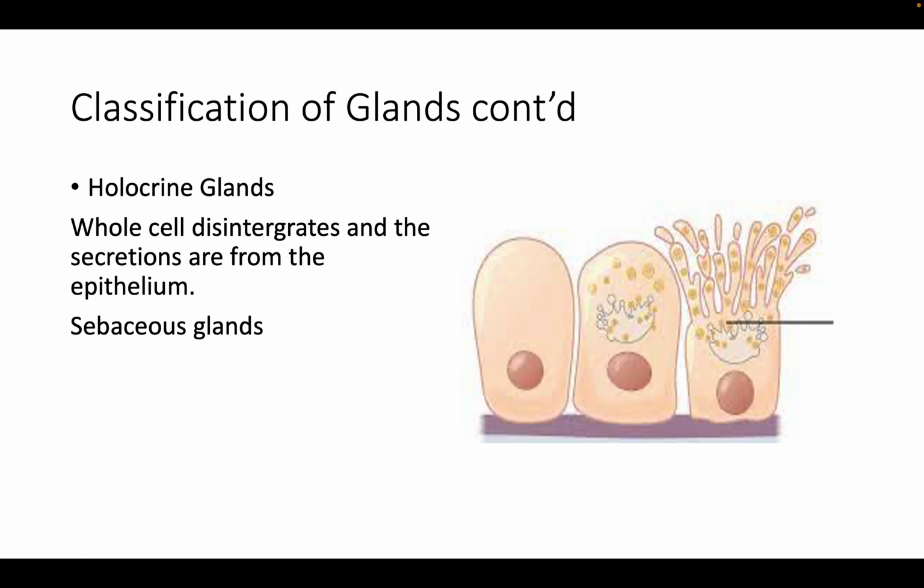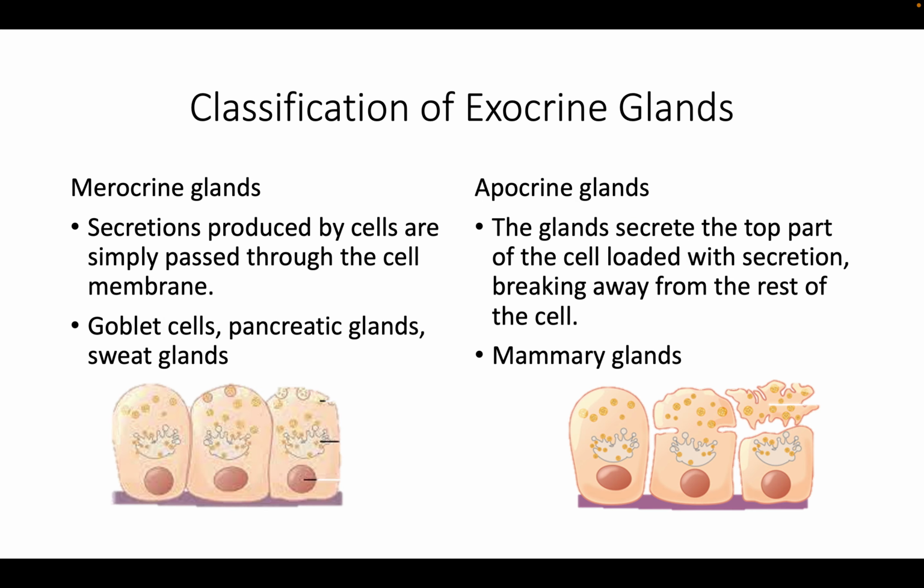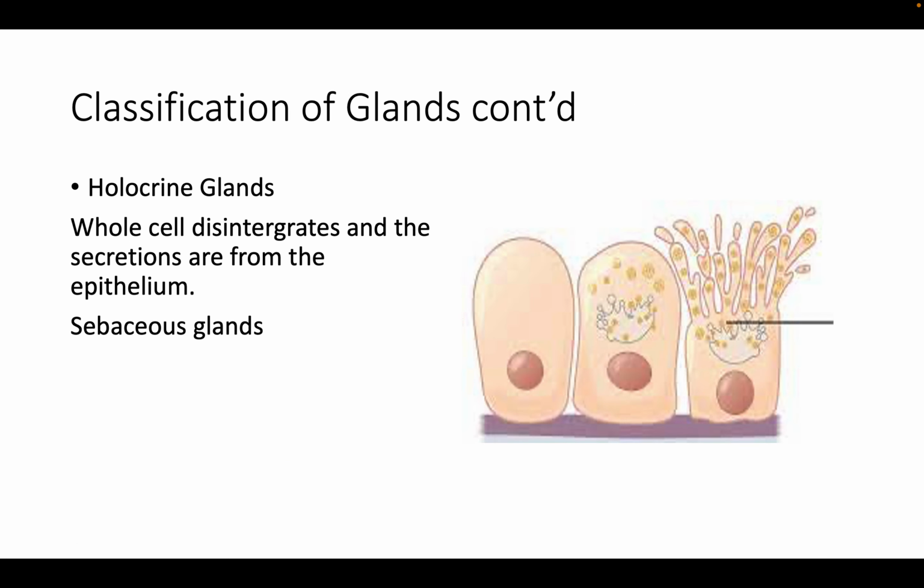And then we have holocrine glands. In holocrine glands, the whole secretory cell disintegrates and the secretions are from the epithelium. A good example are the sebaceous glands of the mammalian skin. Here, an epithelium containing the goblet cells is called a mucous membrane. And then we have very many multicellular exocrine glands that exist in different forms. This is how they are classified depending on how they secrete: the merocrine, where the secretions are produced by cells, the apocrine, where the top part breaks away, and the holocrine, where the whole cell disintegrates.